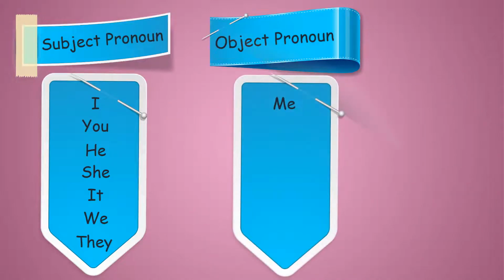I becomes me. You becomes you. This rule applies for singular and plural forms. He, him. She, her. It becomes it. We, us. They, them.